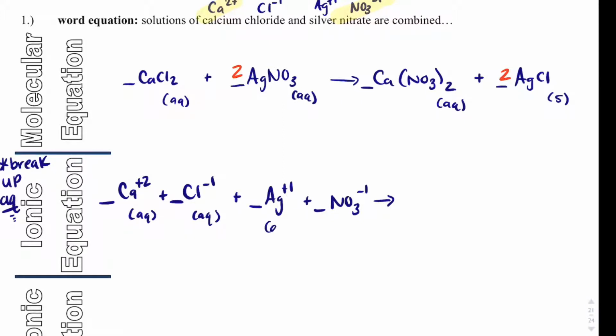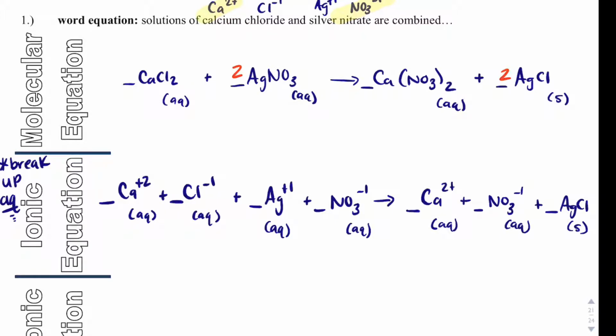And those are aqueous. And we're going to form calcium ions, and all ions are aqueous, and then nitrate ions. And then silver chloride is solid, so I'm going to leave that one there because it's solid, and so that one doesn't get broken apart.